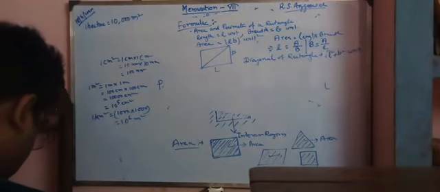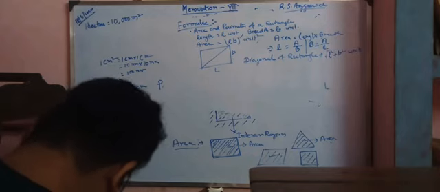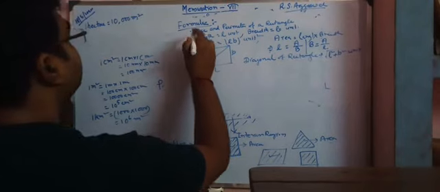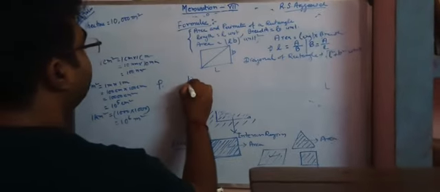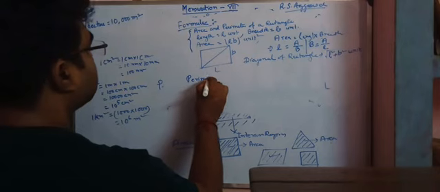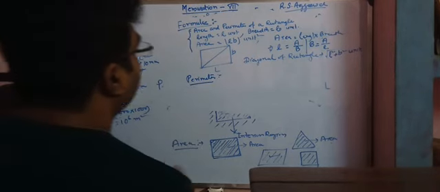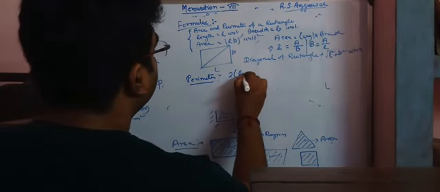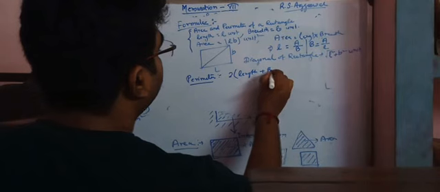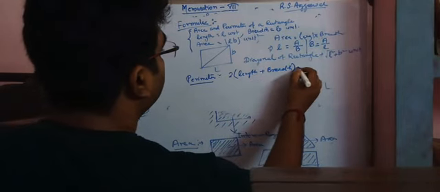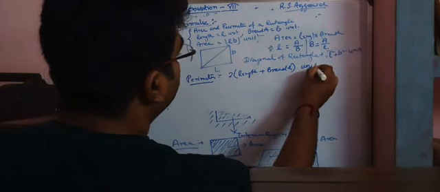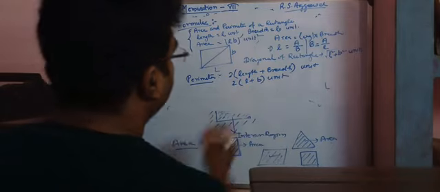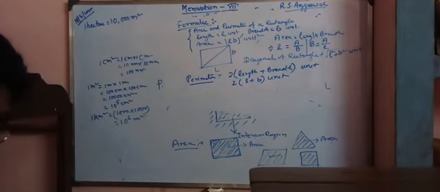So next come to the perimeter of a rectangle. But all this was for area. Then perimeter. As we are all familiar, the perimeter of a rectangle should be 2 into length plus breadth unit, or 2 into L plus B unit, okay.